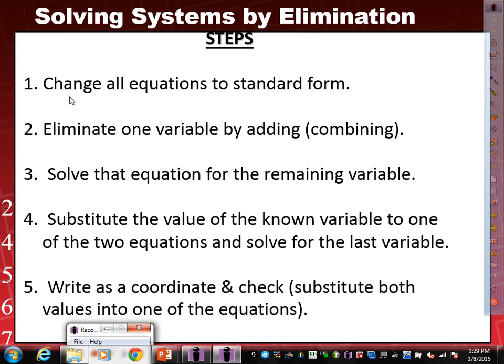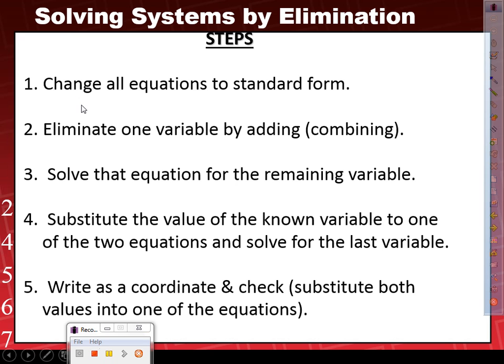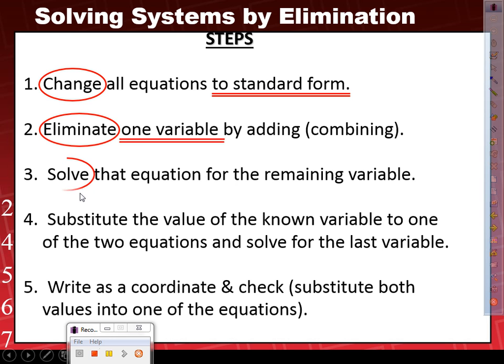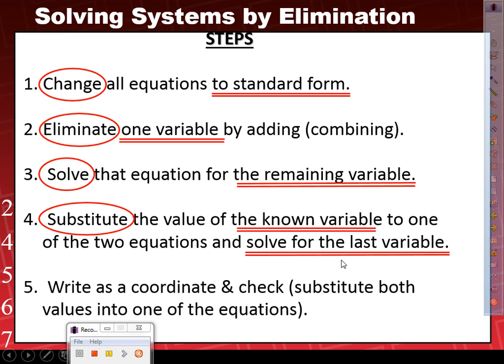Okay, now check this out. As you're going through the steps, circle some words so you can remember the step. The first one, circle change, and underline standard form. Step 2, circle eliminate, underline one variable. Step 3, circle solve, underline the remaining variable. Step 4, substitute known variable and solve for the last variable. In step 5, circle write, underline coordinate and check. So copy that. I'll give you some time. Go.